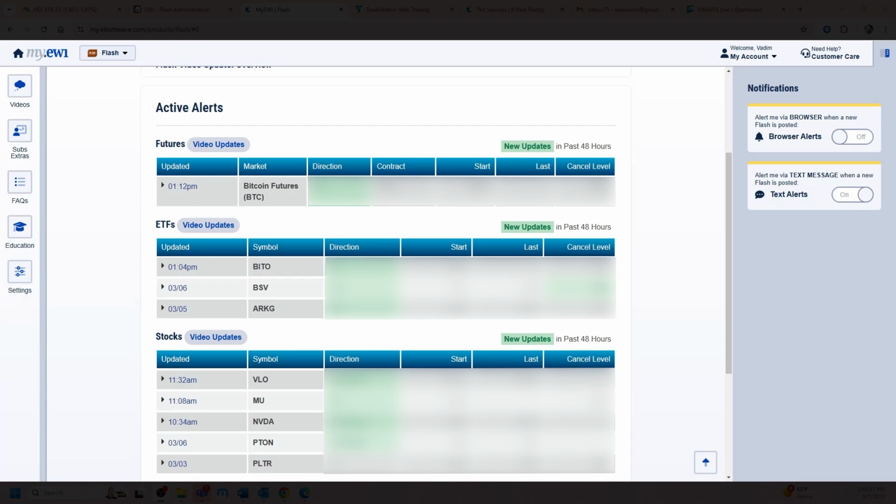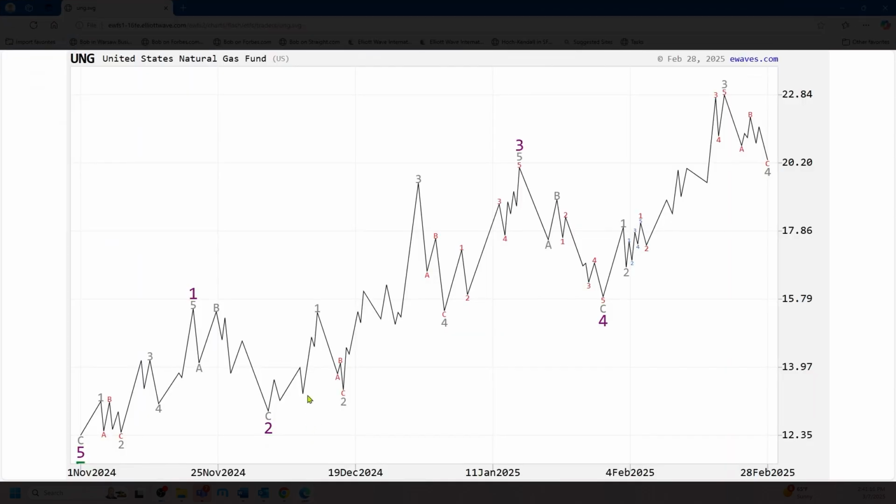Today I want to focus your attention on a highlight from the ETF space that we featured this week for our ETF Flash subscribers, and also introduce you to a new feature of EWAVES Live. So, let's dive in. The ETF in question is UNG, United States Natural Gas Fund.